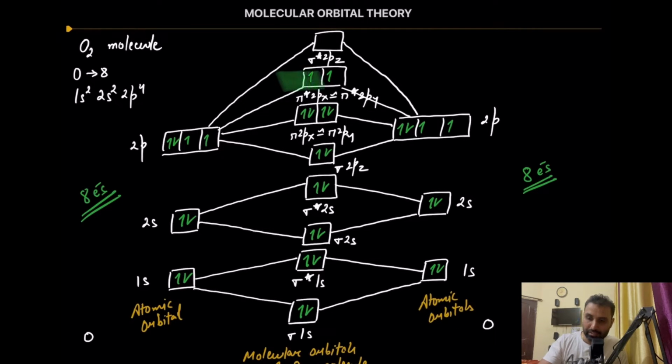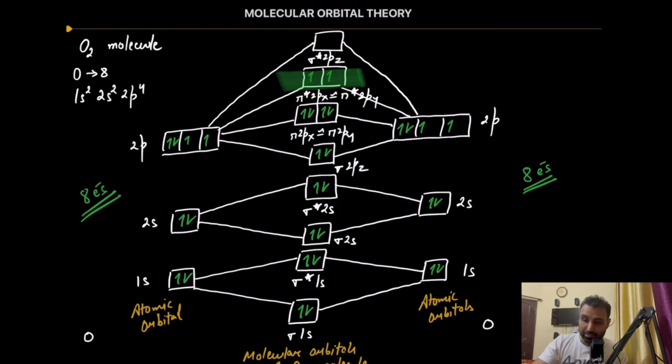Here you can easily see that pi star 2px and pi star 2py are having two unpaired electrons. That's the reason O2 molecule is paramagnetic in nature. Whenever any atom or any molecule will have unpaired electrons in their atomic orbitals or molecular orbitals, then that atom or molecule will be paramagnetic in nature. That means it will be attracted by magnetic field.